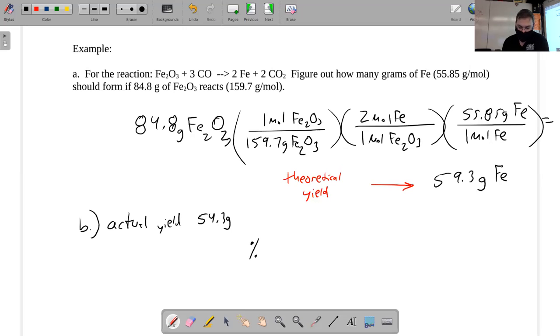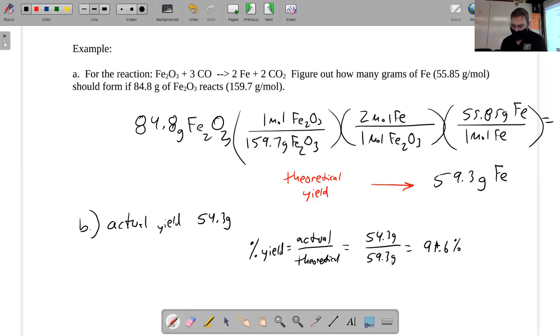The percent yield is the ratio of the actual to the theoretical. So if you just take the 54.3 grams and divide it by 59.3 grams, 54.3 divided by 59.3, with 3 significant figures, 91.6%. That's a pretty good yield. That's a fairly high rate.